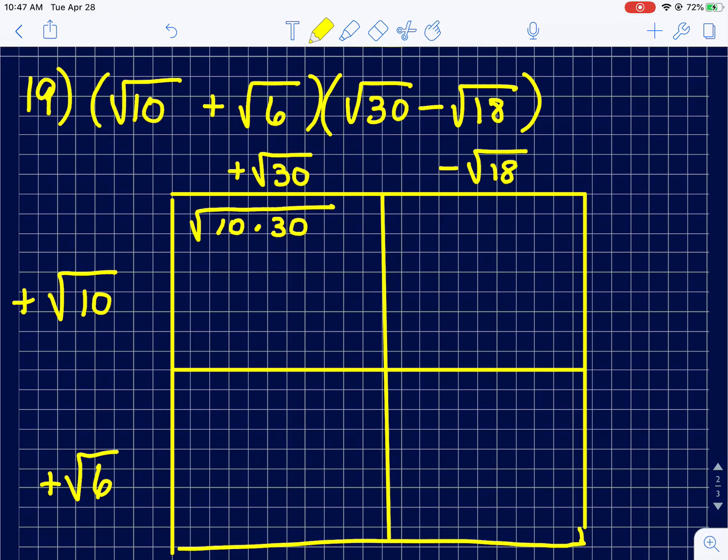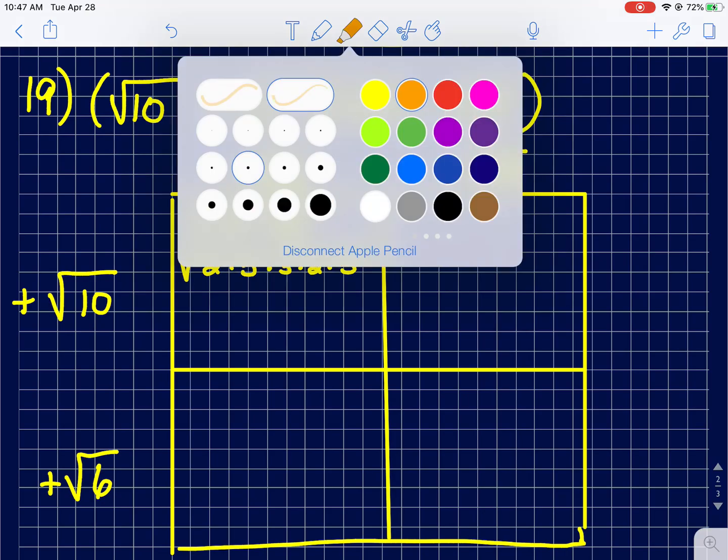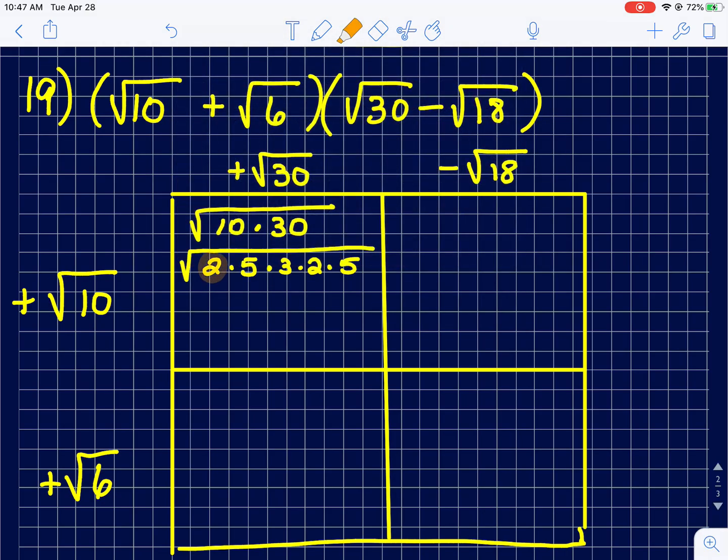Now before I move on, I'm going to simplify this down. 10 is 2 times 5. 30 is 3 times 2 times 5. So think about what can come out of this. We can pull out a 2. And so that would go out front. And then there's also a 5 that can come out because there's 2 5s here. And so the 5 can come out front and left behind is a 3. So our final answer here, I'm going to write it in a different color so we know which one to look at, is 10 root 3. So that's what I'm going to focus on when it's time to combine like terms.